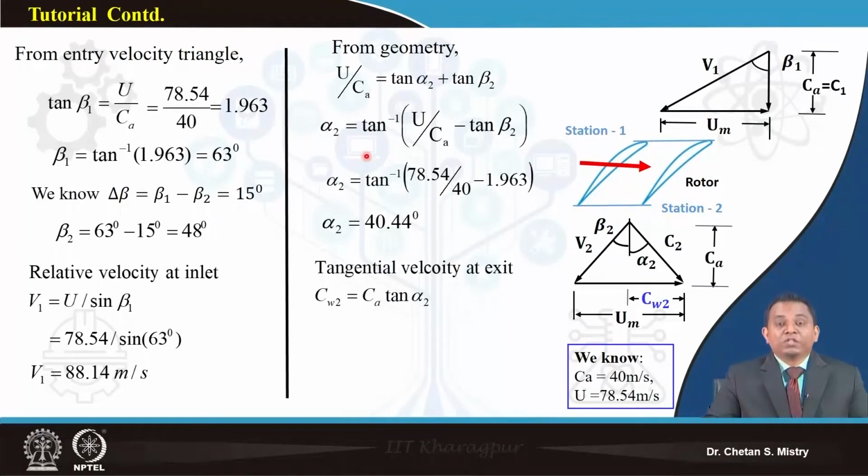Once my alpha 2 is known, I can calculate my tangential velocity. So Cw2 is given by Ca into tan alpha 2. Putting those numbers in, my axial velocity is 40 meter per second, and alpha 2 we have calculated as 40.44 degree. This gives me my whirl velocity at the exit of the rotor as 34.1 meter per second.